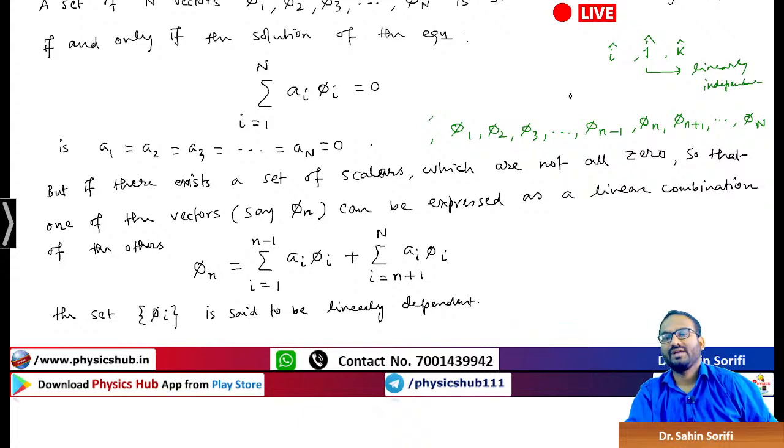So can you write i cap or j cap in terms of the other two? Let's say i cap, can we express i cap in terms of j cap and k cap? No. Can you express j cap in terms of i cap and k cap? No, because they are linearly independent. On the other hand, if I take, let's say, 2 i cap plus 3 j cap plus 5 k cap, so this is linearly dependent, no? Because we can express it in terms of i cap, j cap, k cap.